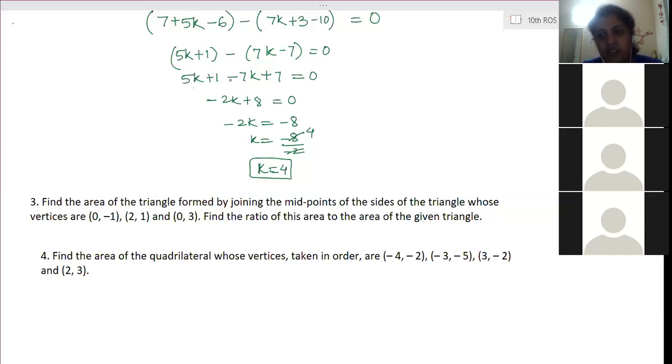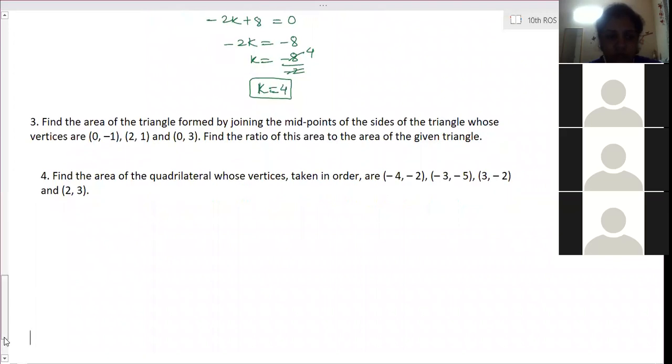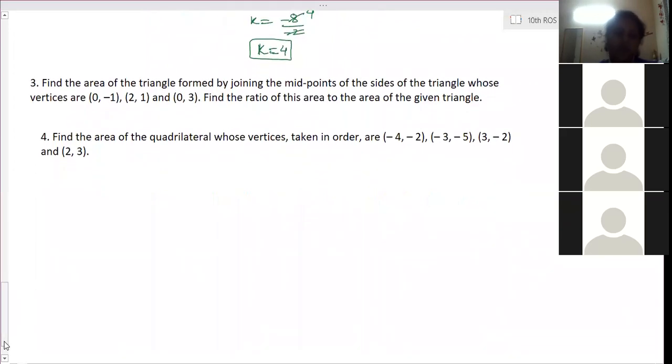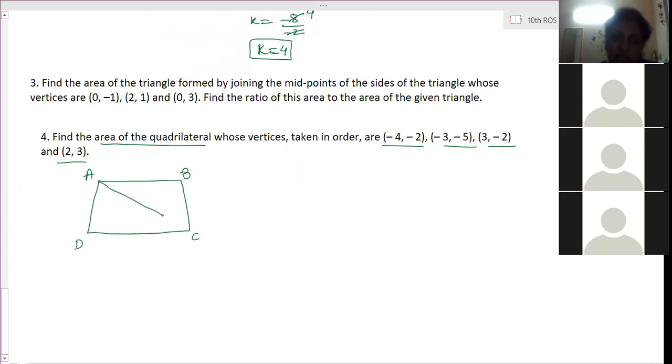If everyone completed the third, then tell me. Done, ma'am. Should we do the fourth one or will you do it? I will explain first. The fourth question is a bit messy. Area of a quadrilateral is to be found, and the 4 vertices are given. So we can divide it into 2 triangles. Join AC or BD, either one. Then you will have 2 triangles, and we find the area of both and add them.